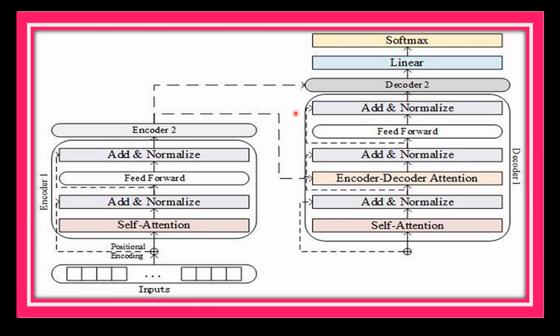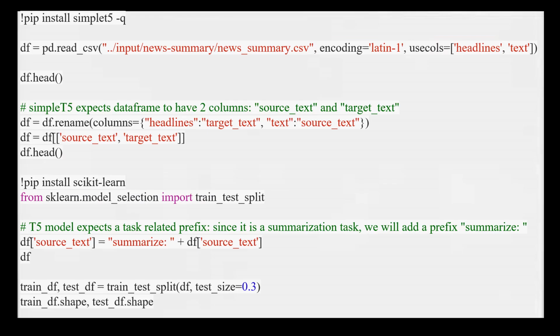Now, the simple T5 is a simplified version of this T5 model, which is designed to be more efficient and easier to use. It is a smaller and faster NLP model that maintains the core capabilities of T5, and it is suitable for a wide range of natural language processing tasks. So today we will use the simple T5 for summarizing news. Now next, we will understand the Python code for news summarization using this simple T5.